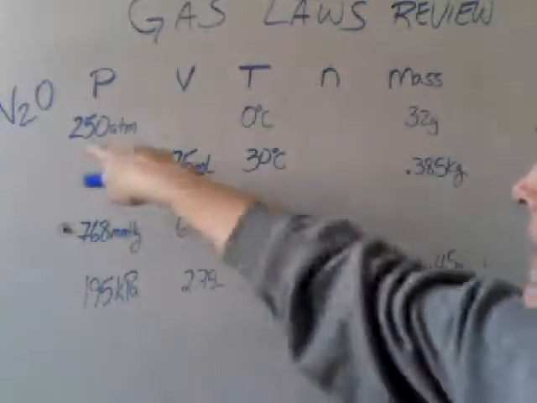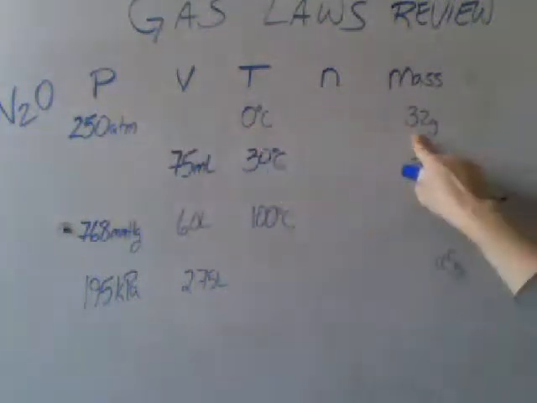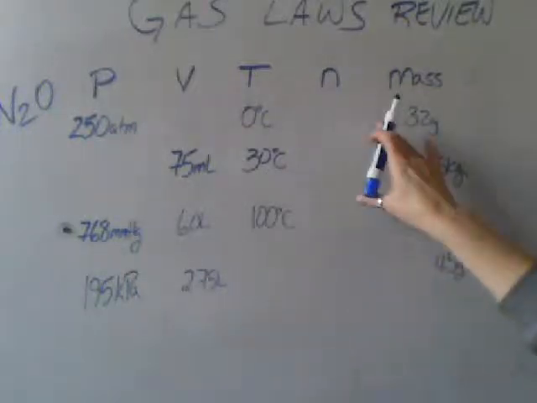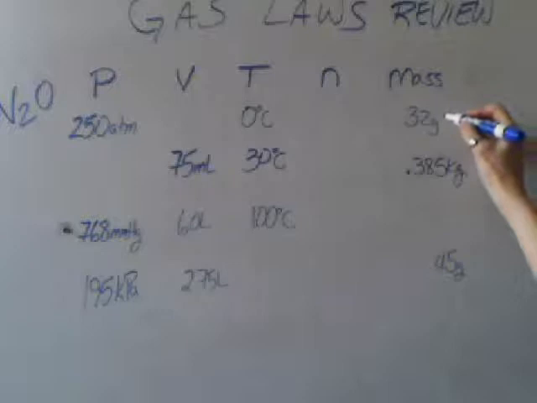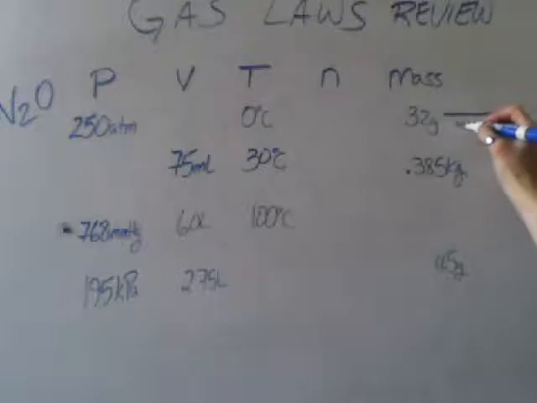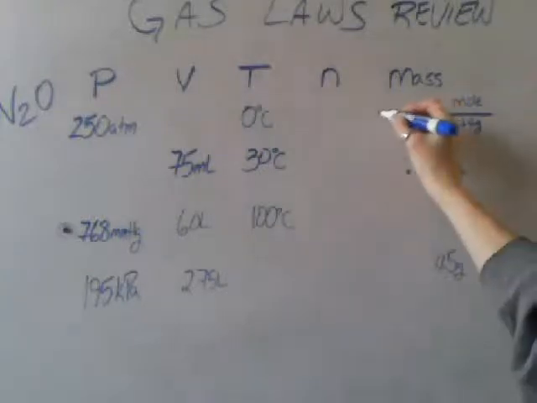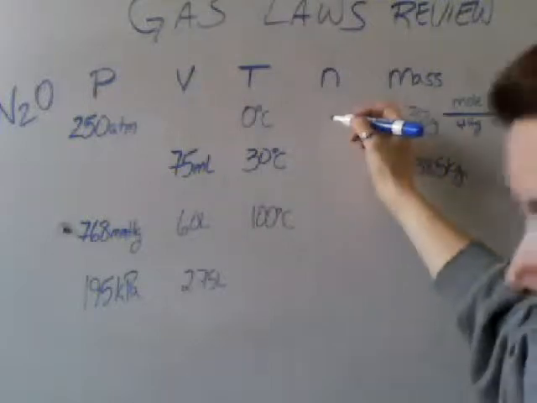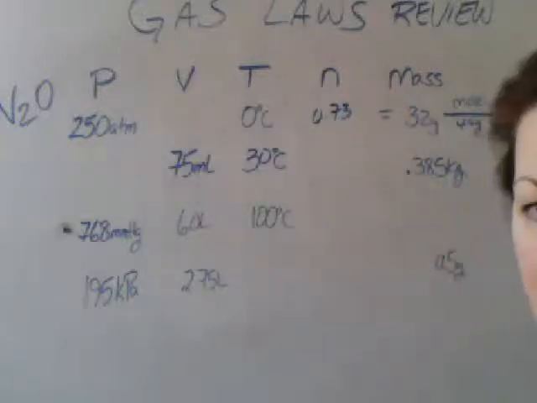So if we look at the first one, we're given 250 atmospheres, we're given temperature in Celsius, and we have the mass of nitrous oxide. So the first thing we always have to do is convert our mass to moles. So we find out what the atomic mass of nitrous oxide is: nitrogen is 14 plus oxygen is 16, so it's 44 grams in every mole of nitrous oxide. So we can convert that by dividing 32 by the atomic mass of 44, and we get that it's 0.73 moles of nitrous oxide there.